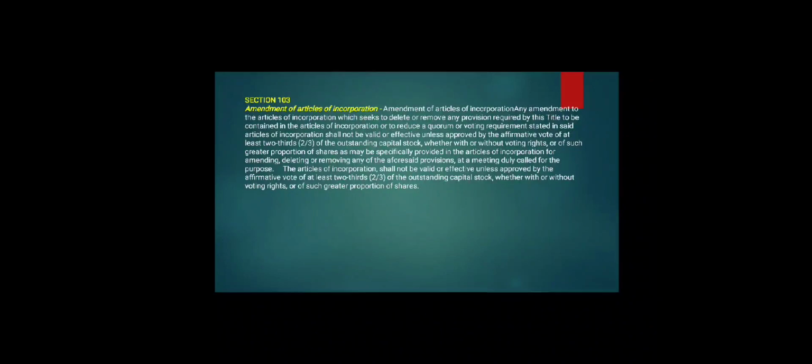In other words, under Section 103, the Articles of Incorporation shall not be valid or effective unless approved by the affirmative vote of at least 2/3 of the outstanding capital stock, whether with or without voting rights, or of such greater proportion of shares. The question is, can you amend Articles of Incorporation? The answer depends on the state in which the business is incorporated. An unanimous agreement from all the shareholders may be required to change the articles of incorporation. Most states have changed this older common law rule and now only require a majority of shareholders to agree to the change of the articles of incorporation.